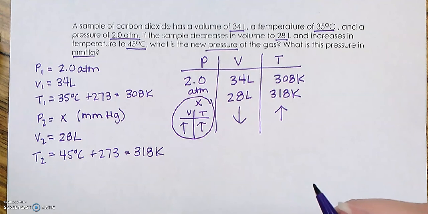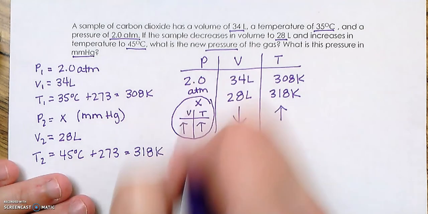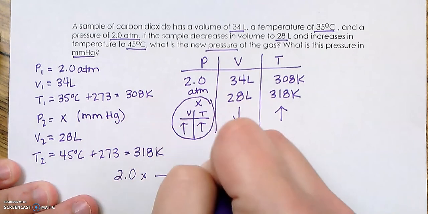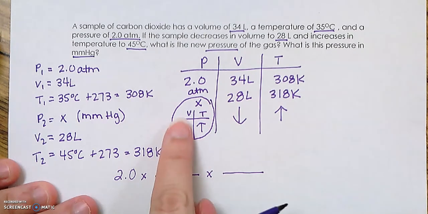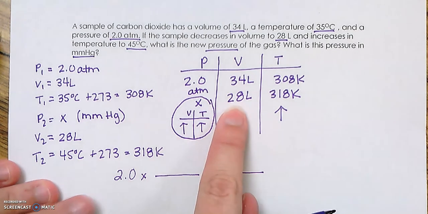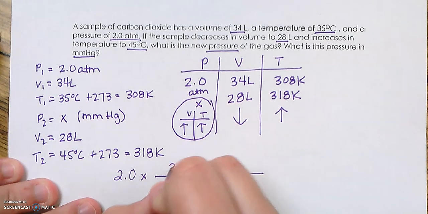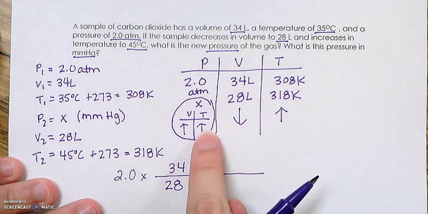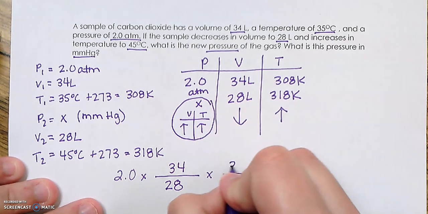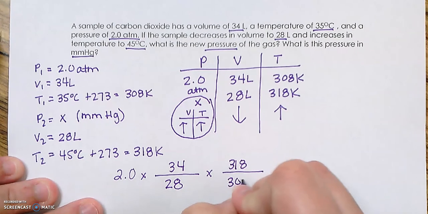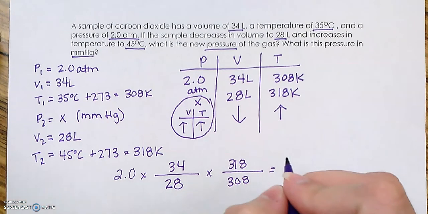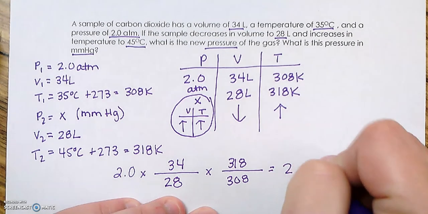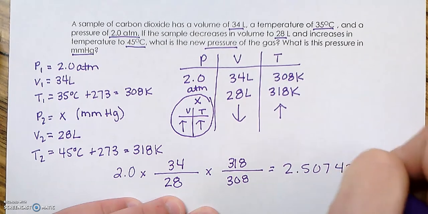Now setting up our math problem is going to look very similar. So I'm going to go ahead and put my number that's with my x. So I have 2.0. This time I'm going to have two fractions. So my volume arrow is pointing up, so that means my larger number from volume needs to go on the top. So 34. The arrow in relation to temperature is pointing up. So my temperature number, the larger one, needs to go on top. We're going to put that in our calculator, and we get 2.50742115.